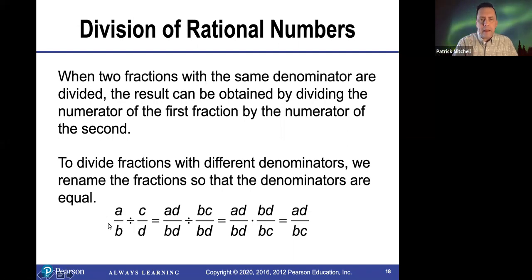So A over B divided by C over D, you can write those with a common denominator, and then multiply by the reciprocal. That is really the key to division of fractions. Okay, so in the end, you get AD over BC. Really, we could have skipped this part, right, and just said A over B times D over C, and that would have given me this answer.